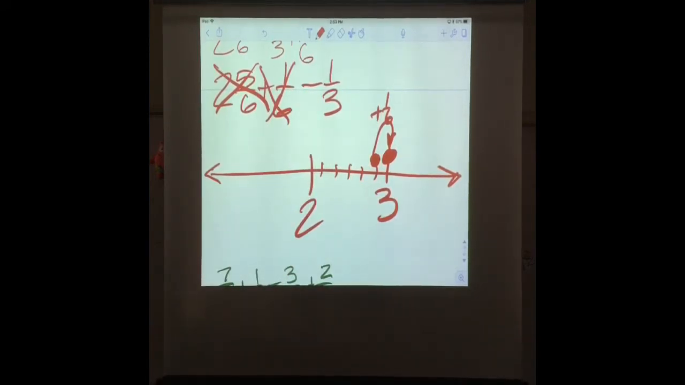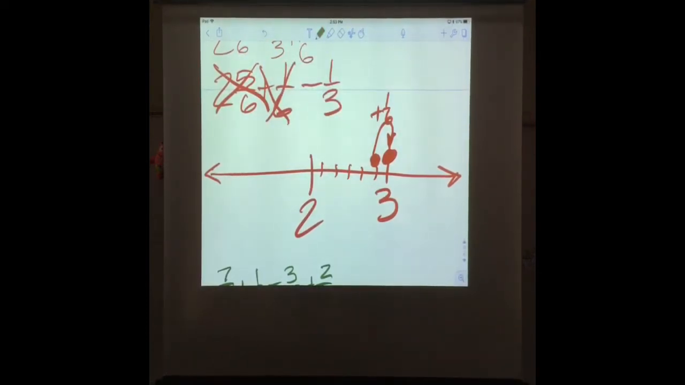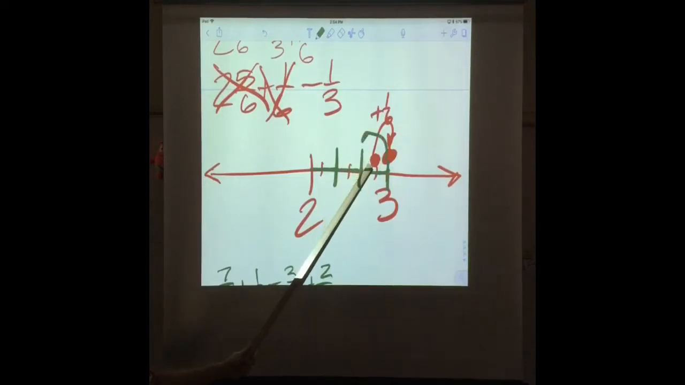Now how do we make thirds? Well, that's not too hard. Luckily, these are in sixths, right? So if I was going to make thirds, I would say that this is 1/3, 2/3, 3/3, right? So there's our thirds. And my dot is here. Now I'm going to go down 1/3. So it's going to go to here. And now my dot is right there.